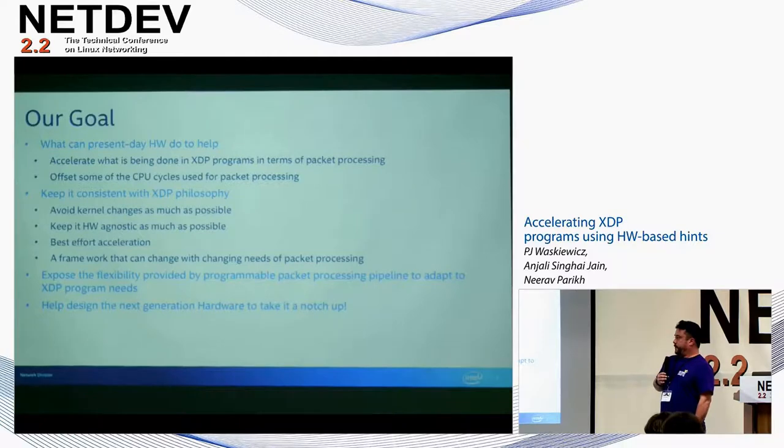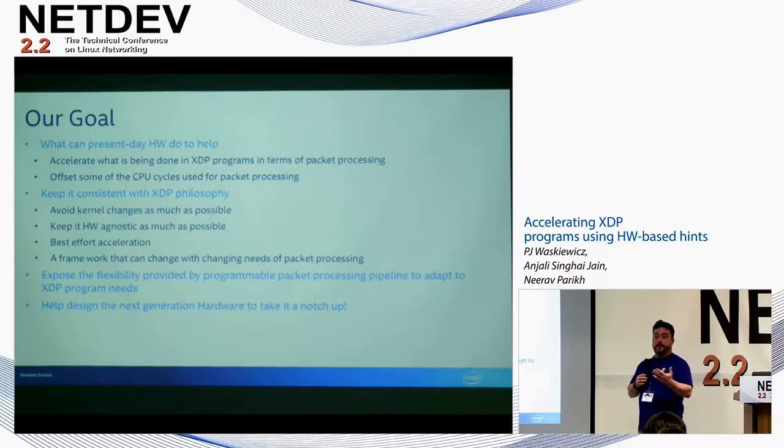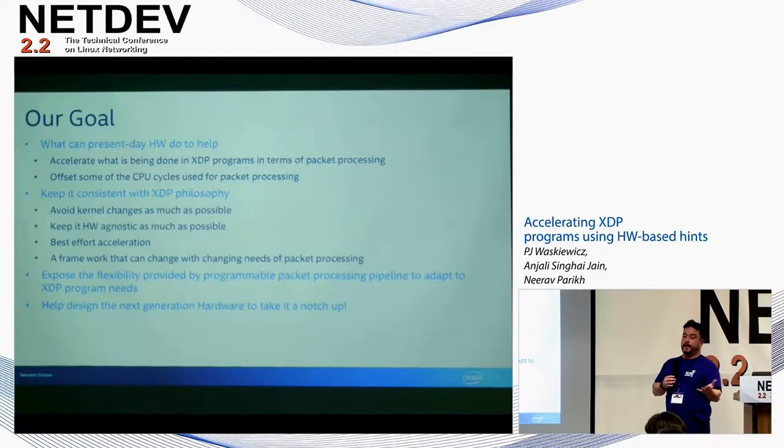The best effort acceleration, this is really getting down to the previous slide about we're trying to use current day hardware or even older hardware. So if one network interface card may have an offload and another NIC in another system doesn't have that same offload, then we want to make sure that XDP doesn't fall over. We either can use the hint that comes out of the hardware that provides it, and if it doesn't provide it, maybe we can provide a software fallback. That's still TBD.